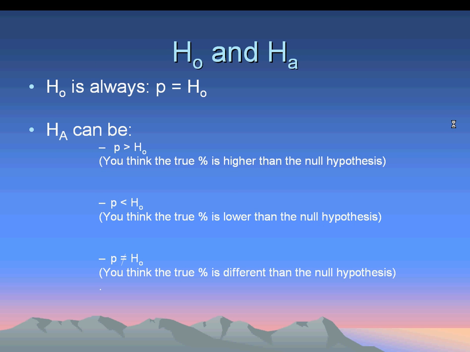H0 versus HA. H0 is the null. It's always p equals whatever percentage is your baseline percentage. HA could either be greater than, if you think that the true p-value is higher than what the null is saying; less than, if you think that the true percentage is lower than what the null is saying; or not equal to, meaning that you don't know whether it's higher or lower, but you just think that it could possibly be higher or lower. It's just different than what the null is saying.